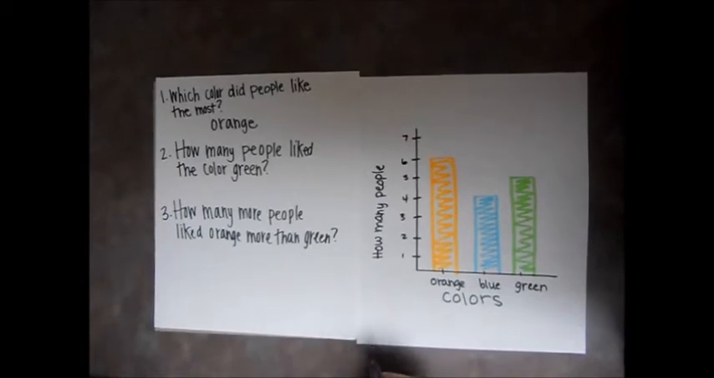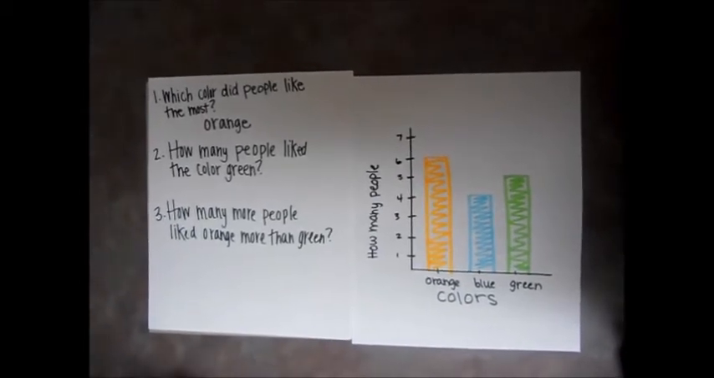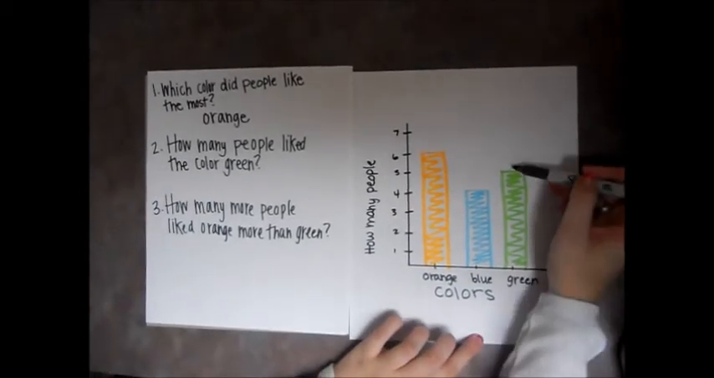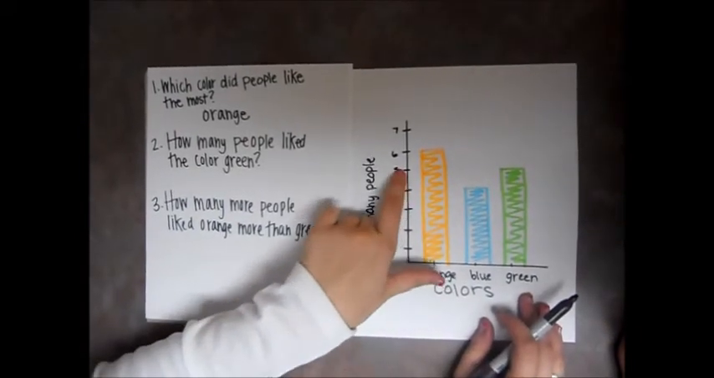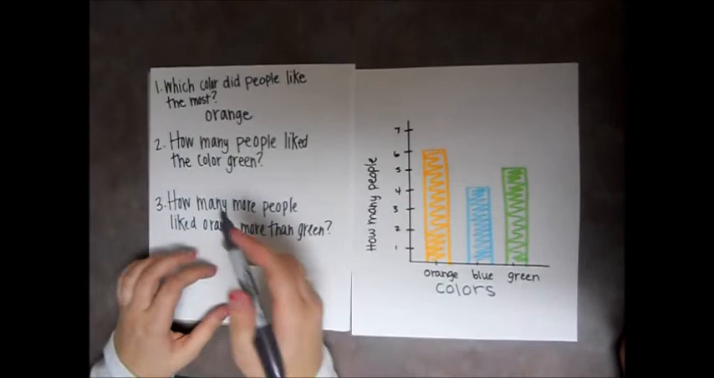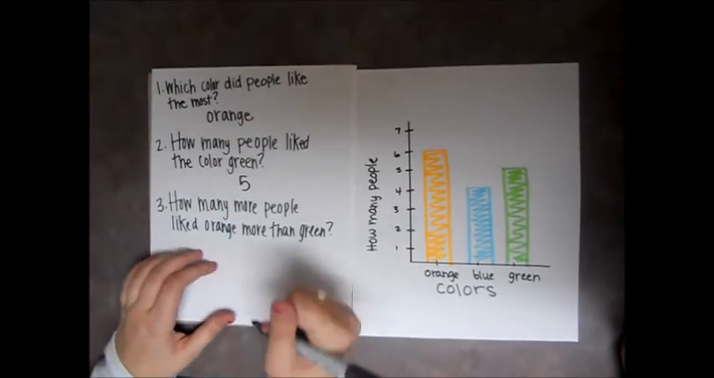The next question, how many people like the color green? So we're going to look at the bar green, and we're going to count how high it is. So 1, 2, 3, 4, 5. So 5 people like the color green.